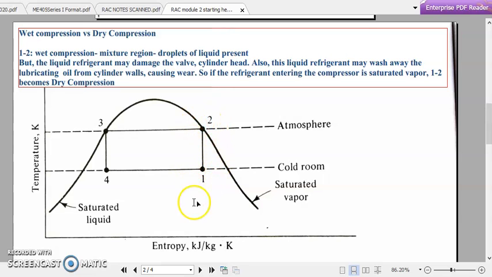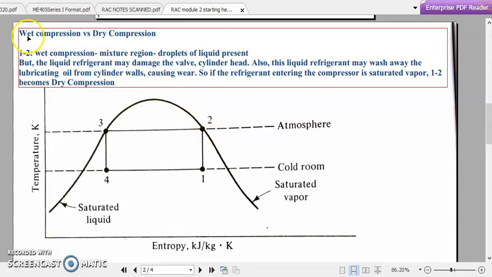liquids as incompressible fluids. There is also another danger, that is this liquid refrigerant may wash away the lubricating oil from the cylinder walls, which, if the lubricating oils are removed, will cause a great amount of wear and tear between the piston and the side walls of the cylinder or the cylinder liner. So this wet compression, that is from 1 to 2, just like in this figure, is not practically possible, or it will cause a very large amount of difficulty if we implement it in a practical case.